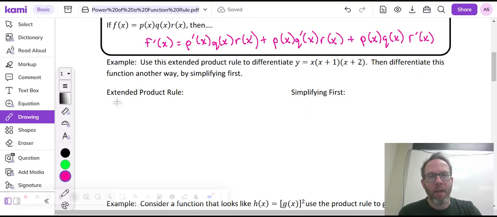So here we go. What is the derivative here? I'll use Leibniz notation, dy by dx, just because. But I'm not your dad. You can use whatever notation you want.